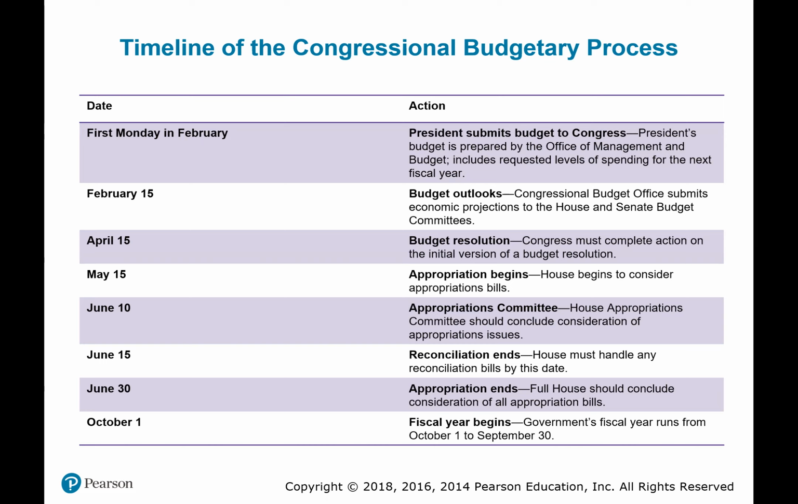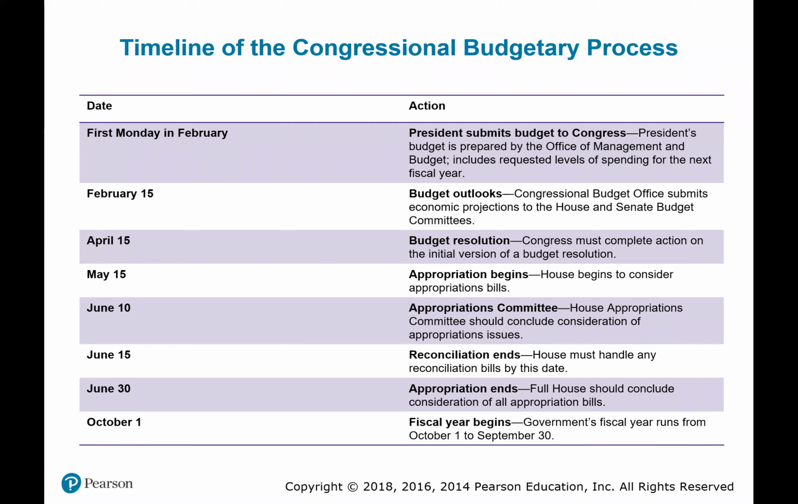However, later in the 70s, Congress came back and said, well, Office of Management and Budget, they're under the executive branch. We can't always count on their forecasts and projections to be accurate. They could be skewed and biased. So they created the Congressional Budget Office, which then looks at the budget and makes their own projections. So it's a way to check and balance. February 15th, budget outlook. So now the Congressional Budget Office submits economic projections to the House and Senate budget committees. April 15th, the budget resolution.